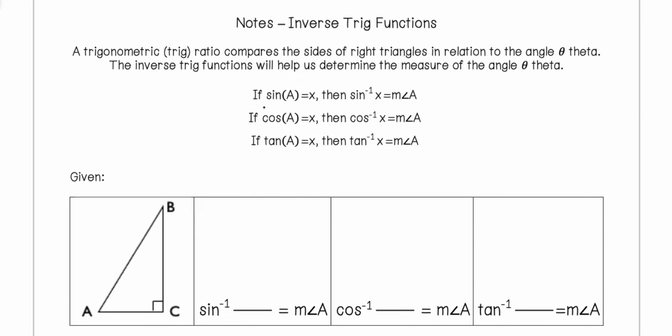So when you know what the sine of A is, if it equals a variable x, then if you take the inverse sine of that amount x, you will get the measure of the angle A. If you know cosine of angle A equals x, then the inverse cosine of x equals the measure of angle A. And if you know tangent of A equals x, then the inverse tangent of x will equal the measure of angle A.